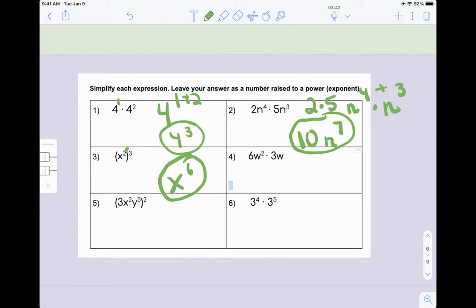Okay, number 4 is very similar to problem number 2. 6x squared times 6w squared times 3w. We need to remember, if we don't see an exponent, it is 1. So the next thing I'm going to do is rearrange my numbers and organize those next to each other. So I have 6 times 3, and then w squared times w to the 1st power. 6 times 3 is 18, and now I'm going to add the exponents. 2 plus 1 is 3. So I have 18w cubed.